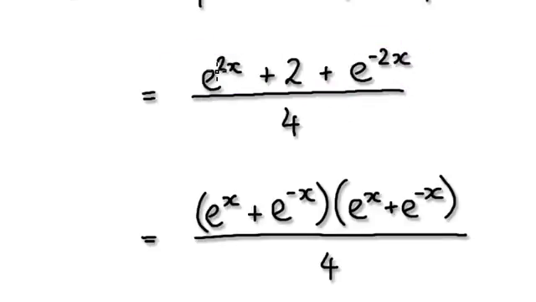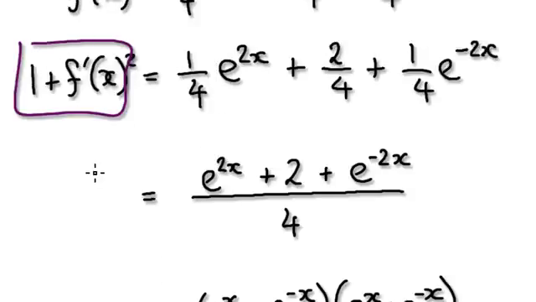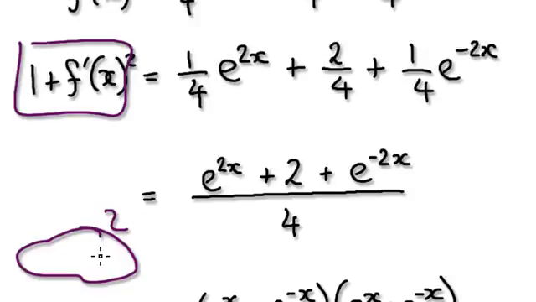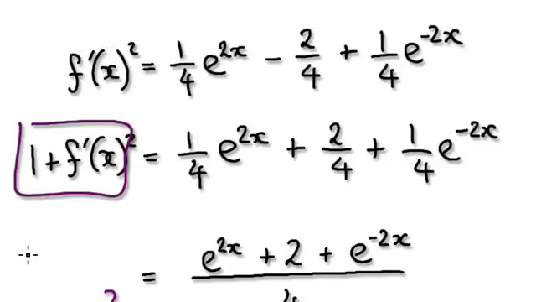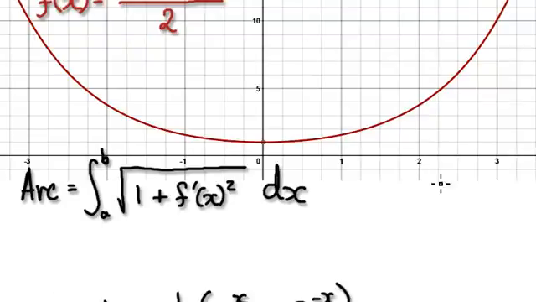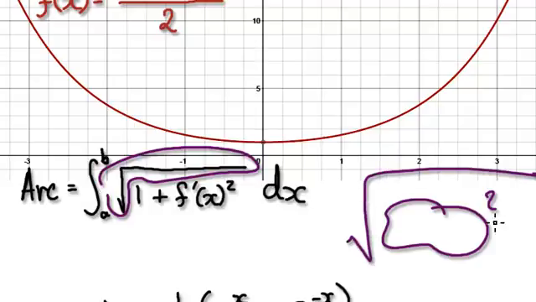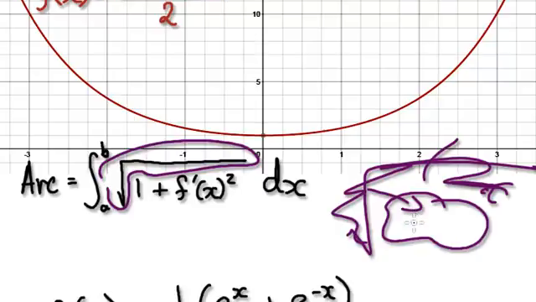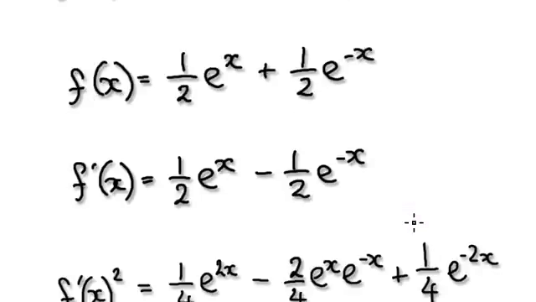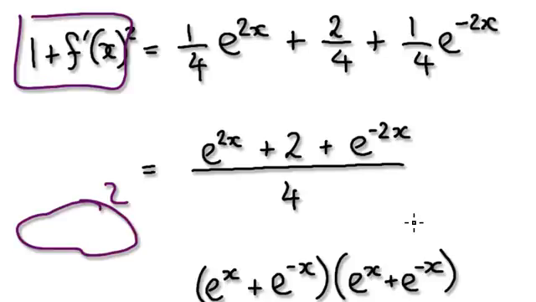And then here, don't forget, once you've got this, you want to rewrite it in the form of something squared, because later on you're going to square root the whole lot. So you're just going to be left with whatever's here. Okay. So hang on, bear with me.